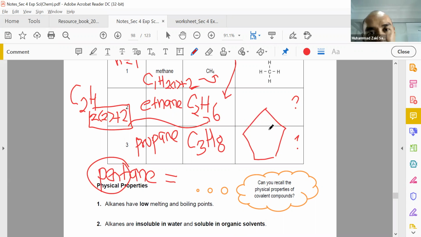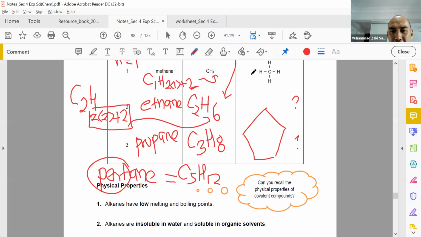Who wants to try? Can you raise your hand? Himanshu, you want to try again? C5H12. Very good. C5H12. Ten would double H5, but this one is H12. Okay, last one.